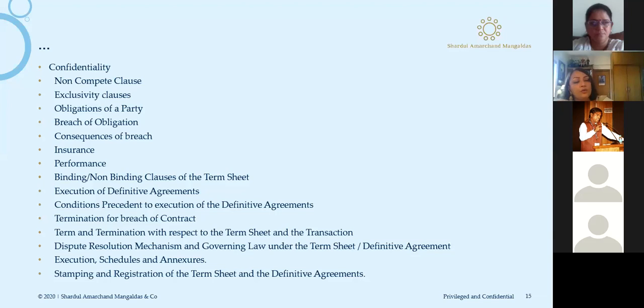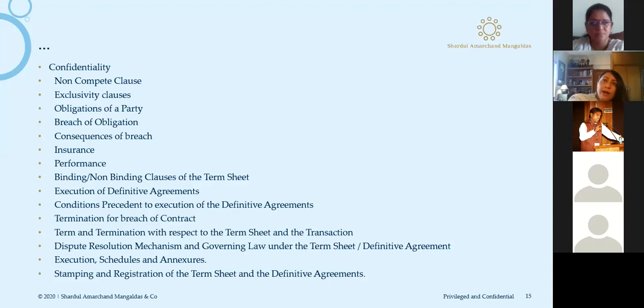Then, of course, execution. When you're executing the contract, you need to have proper board resolutions. You need to have proper authority to execute. They all need to be adults, all of sound body and mind, of course, only to the extent that the signatures have to be correct. Then there is also the concept of a digital signature, which is fine. But then you have schedules and annexes.